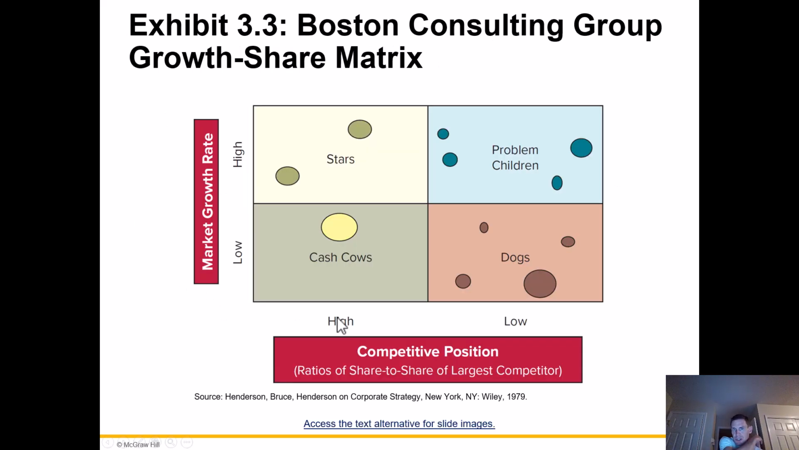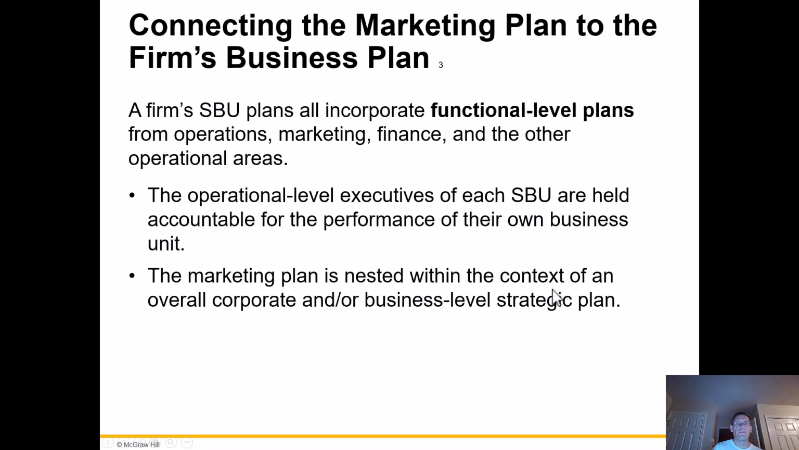So here we can see the BCG growth share matrix. We've got this sort of quadrant. We've got market growth rate on the y-axis, competitive position on the x. And we can see if it's a high competitive position, high growth rate, those are our stars. If it's a high growth rate, low competitive position, those are our problem children. Cash cows, low market growth, high competitive position, and then dogs are low market growth and low competitive position.